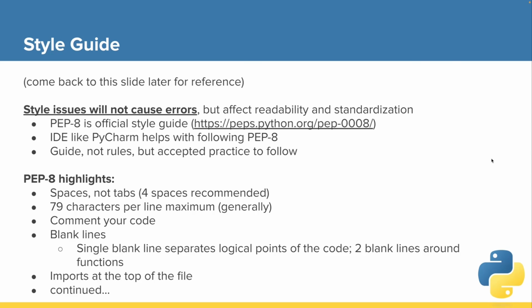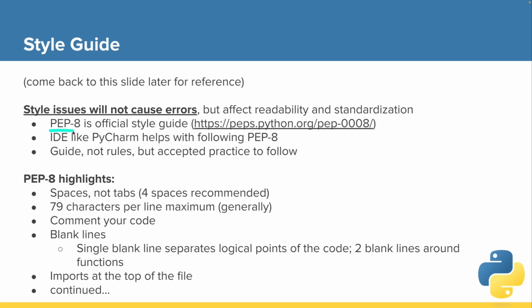Now that we've talked about syntax, let's talk about style. Remember our metaphor. Syntax is like the grammar of Python, and it will cause issues if the grammar rules are not followed. Style, following that same metaphor, would be like the writing style. In other words, the personality of our code. It will not cause errors, but it does affect readability and standardization. So it's important that we also follow the guidelines for writing Python in order to write good code.